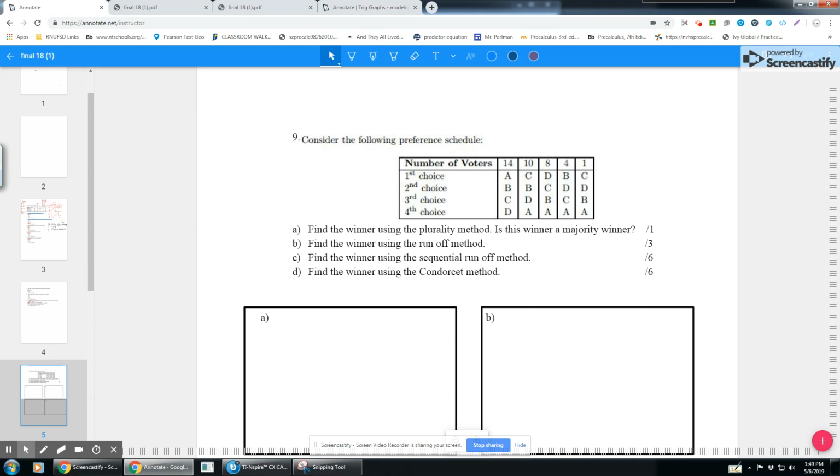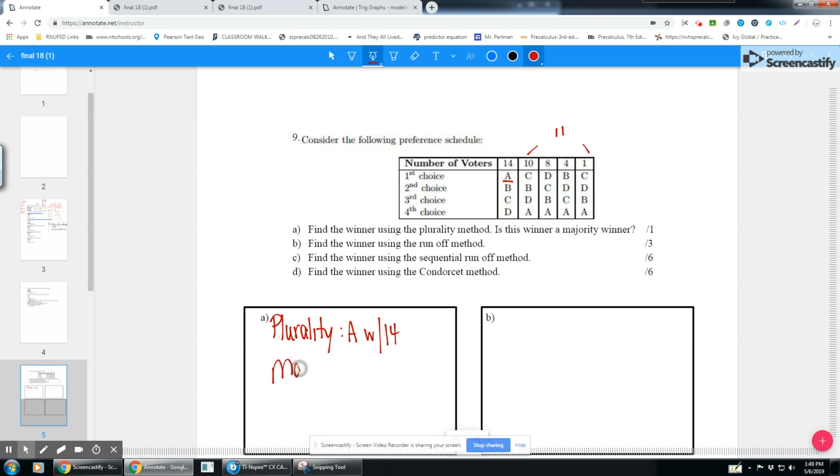To find the winner using the plurality method, that's the first question: who came in first the most? So I've got A with 14, C with 11, D and B. So the winner using the plurality is A with 14 votes.